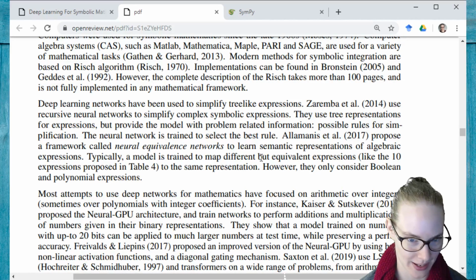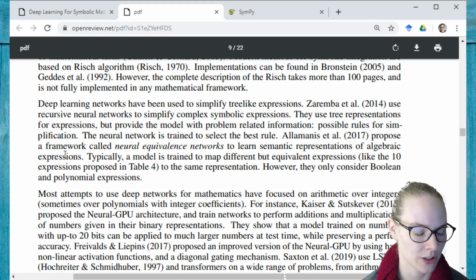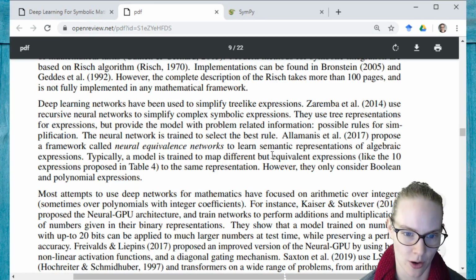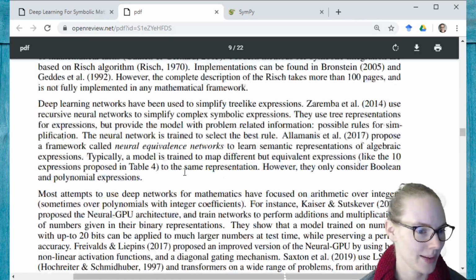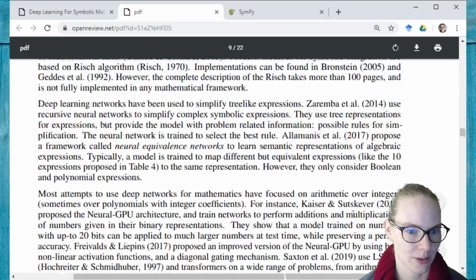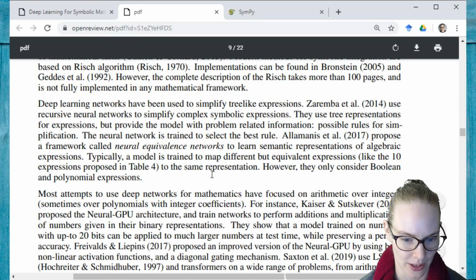Where were we? Allamanis et al. propose a framework called neural equivalence networks to learn semantic representations of algebraic expressions. Typically, a model is trained to map different but equivalent expressions, like the 10 expressions proposed in Table 4, to the same representation. However, they only consider Boolean and polynomial expressions.